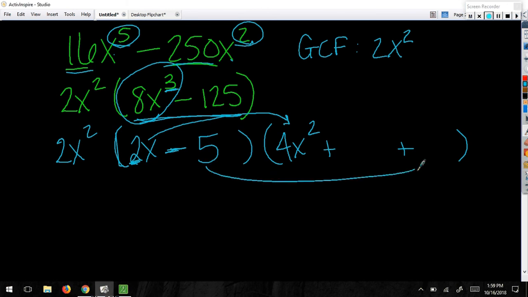The last one, what does it become? 10x squared. The last one, 25, 5 squared. How about the middle, 10x?